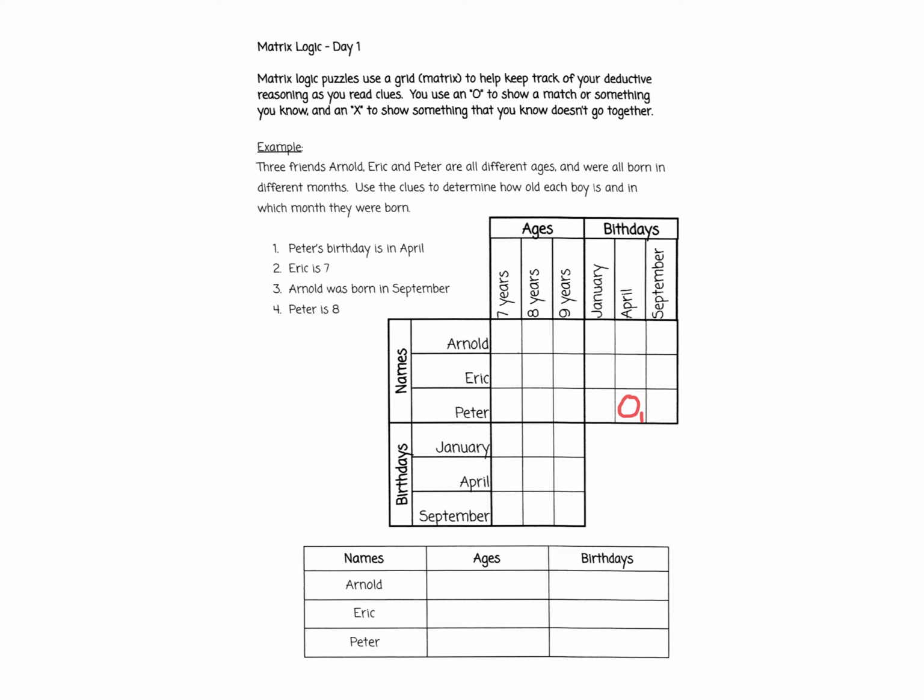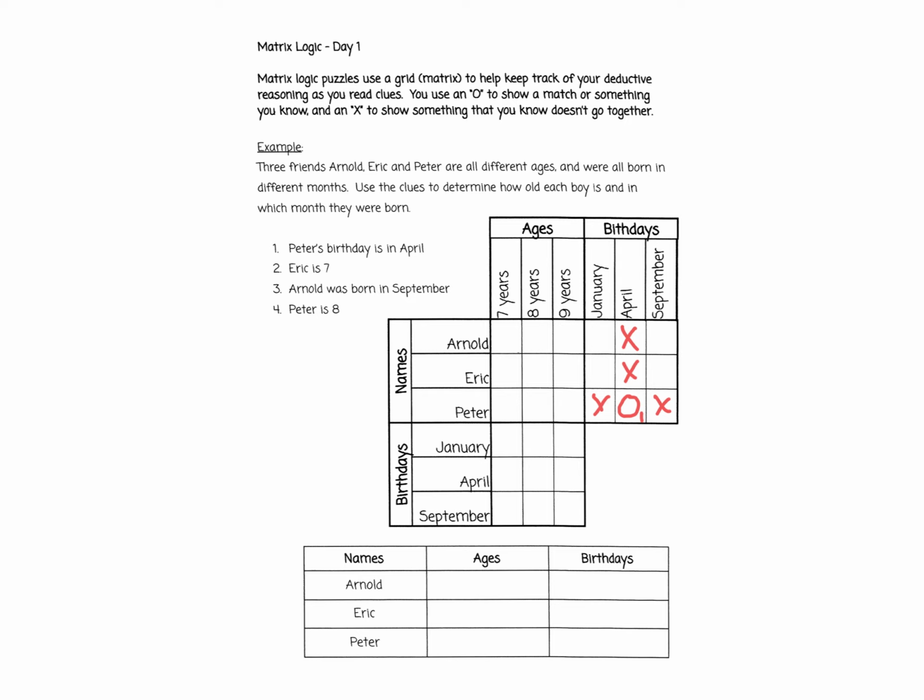Now, if Peter was born in April, that means that Eric could not have been born in April, and Arnold could not have been born in April. That also means that Peter couldn't have been born in January and September because he's already been born in April. All right, so this is what I was talking about yesterday with Sudoku, that we have to look up and down, left and right to eliminate possibilities as well.